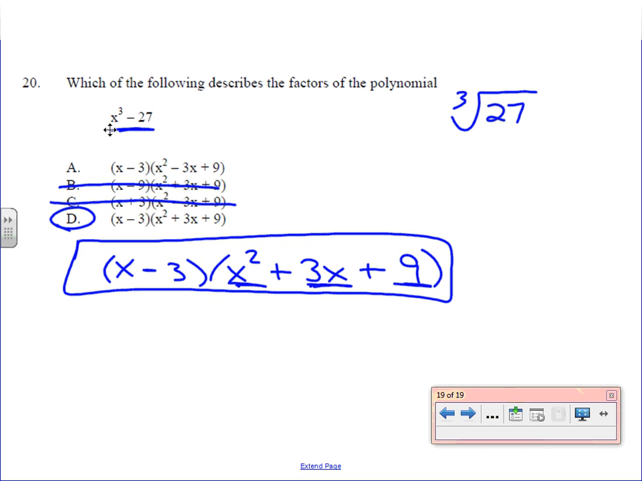All right, the test will look very similar to this. So make sure you're ready, make sure you study.